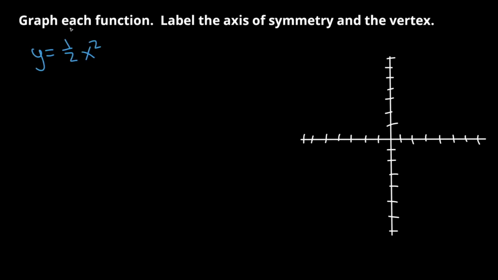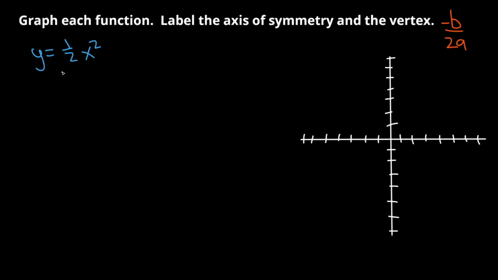So in this case, graph each function, label the axis of symmetry and the vertex. So I have my graph here. We want to label the axis of symmetry and the vertex. Remember, the axis of symmetry is kind of like the middle portion. And we'll go up here, negative b over 2a to find that x part.